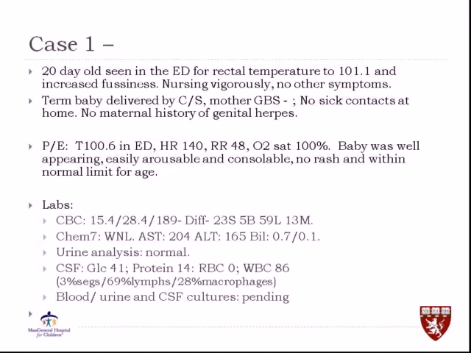A few details for you to know about. This baby was delivered by C-section. I think it was failure to progress, but there were no other infectious processes perinatally or during or after delivery. His mom was documented GBS negative, group B strep negative, and there had been no sick contacts at home. That child was an only child, and there was no maternal or paternal history of genital or oral herpes simplex virus. So in the emergency room, his physical exam was totally normal.